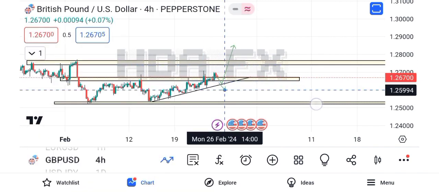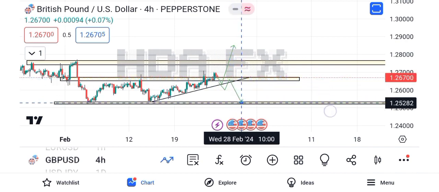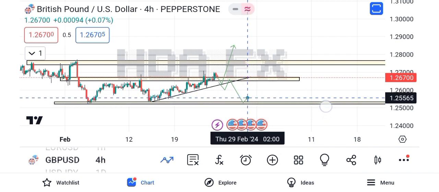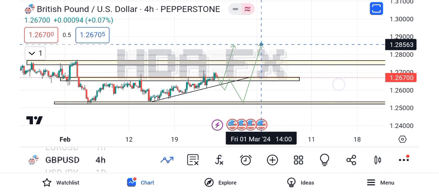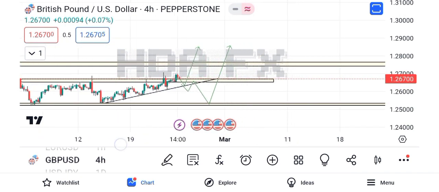In case price breaks the trend line downward, I want to see a retest up to this point here. Then look for selling confirming candles, then sell down to this point here. And if price shows any buying confirming candles, then we buy up to this point on GBPUSD. So this is my simple analysis on GBPUSD.